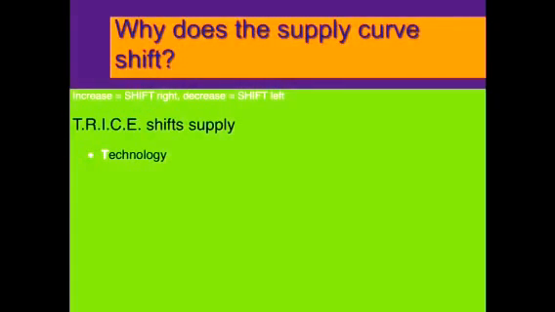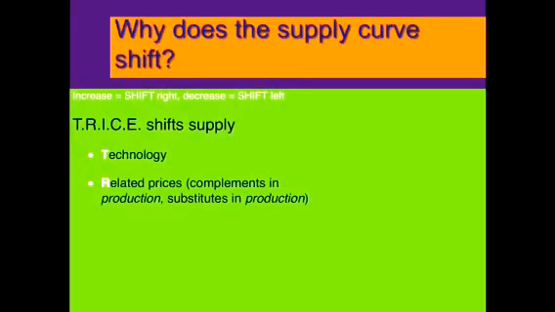Let's talk about the next part of the acronym, R, which stands for related prices, complements in production, or substitutes in production. Again, I can't emphasize this enough: please make sure you think about being a supplier when you talk about supply and shifting of supply curves. Put your supplier hat on. So what do related prices, complements in production, or substitutes in production mean?